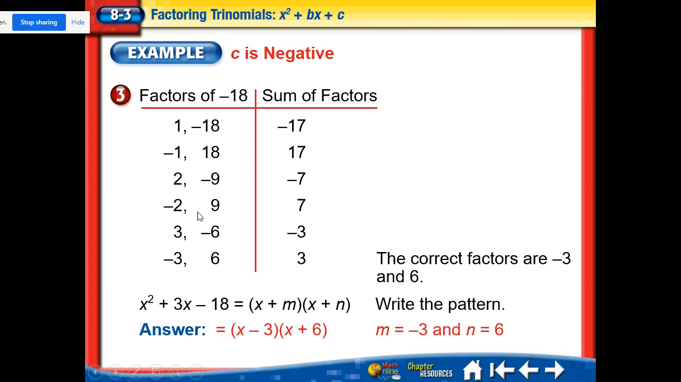So again, all this is looking for is our factors, which multiply to give me the last number, but add up to be the middle number. So that's the combination that works, and that's the combination we write down.